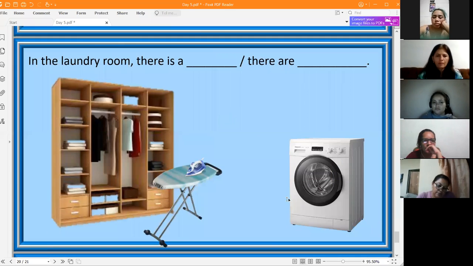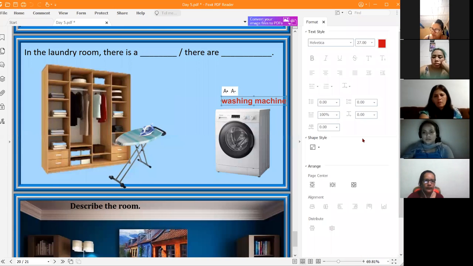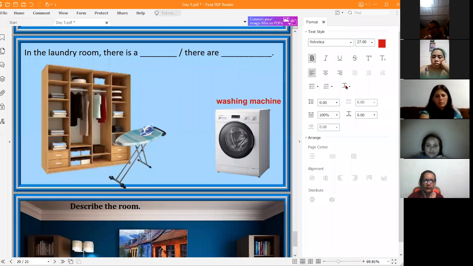Okay. It's in the laundry room. What's in the laundry room? There is a washing machine. Okay, so we have a washing machine. What else is there? There is an iron.